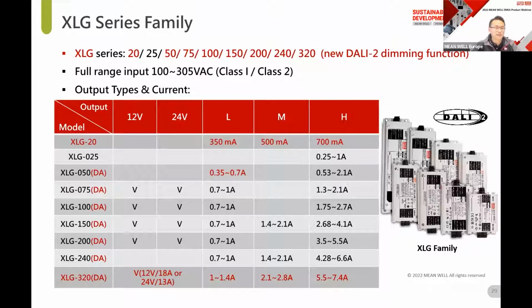We heard a lot of customers' voices asking for the DALI 2 version. Therefore, DALI 2 is under development and will be launched next year. From 50 watt to 320 watt, we'll have the DALI 2 version. Additionally, some applications need aux power for a fan to cool down the luminaire. In this upgrade, XLG will implement 12-volt aux power in the models from 150 watt to 320 watt.